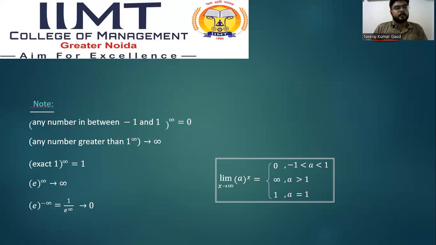Any number greater than 1 to the power infinity is infinity. Exact 1 to the power infinity is 1. e to the power infinity tends to infinity. e to the power minus infinity is 1 upon e to the power infinity, which tends to 0. That is, limit x tends to infinity of a to the power x will be 0 if a lies between minus 1 and 1, infinity when a is greater than 1, and 1 when a is 1.